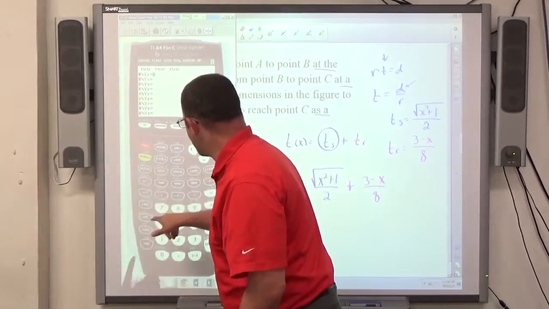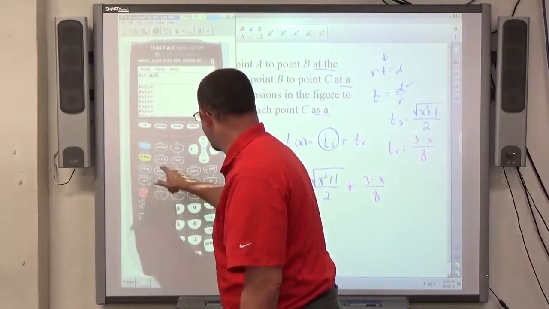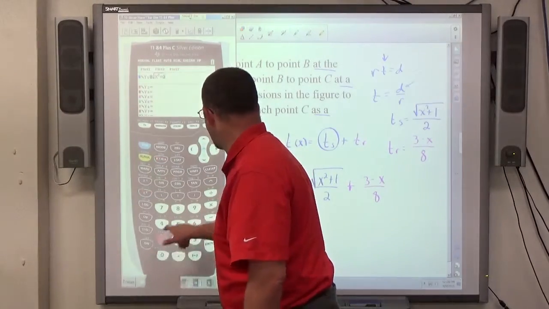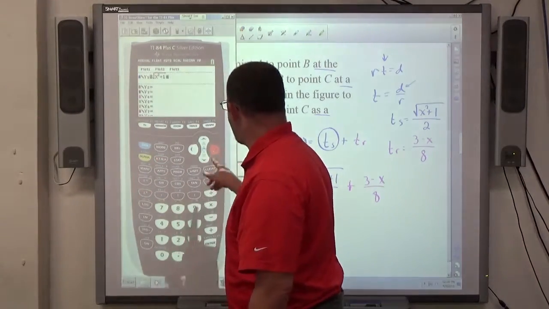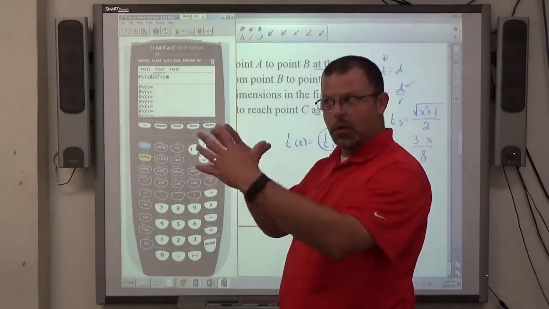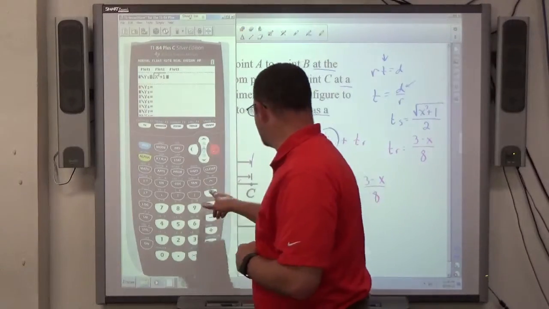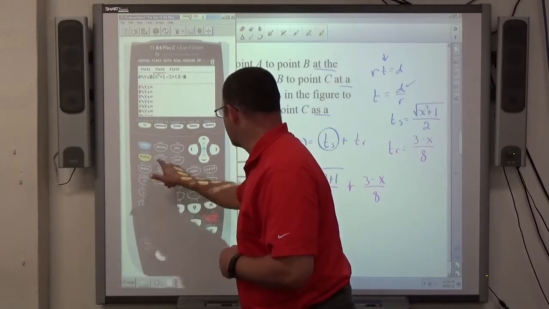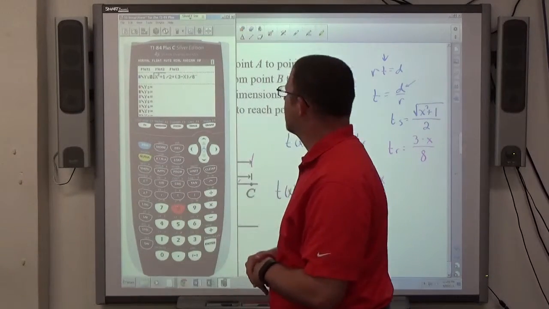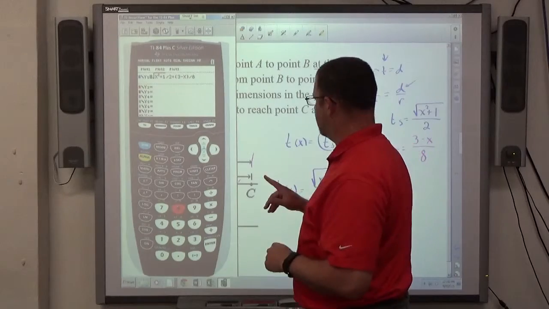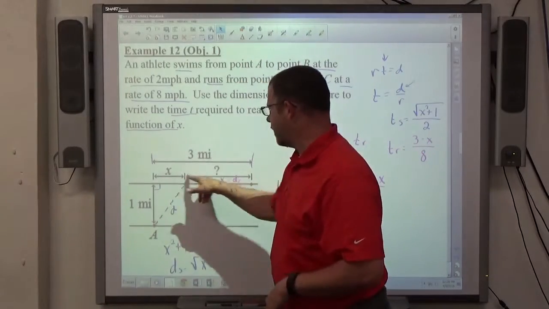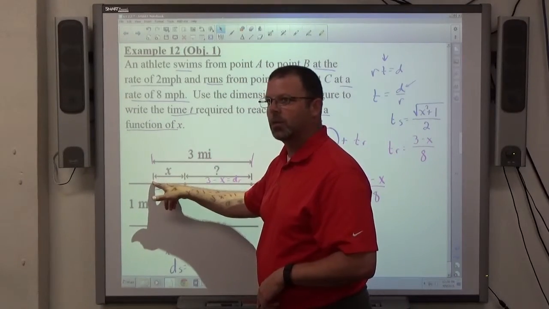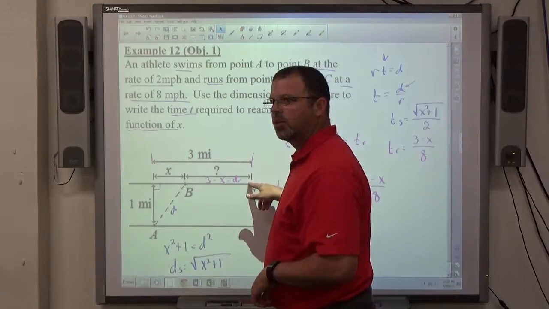So if I type in the square root of x squared plus 1, I don't have to put that in parentheses, so the square root keeps it all as one object, divided by 2, plus, and then I have to do 3 minus x in parentheses divided by 8. Obviously x is between 0 and 3, right? 0 means he doesn't go anywhere.